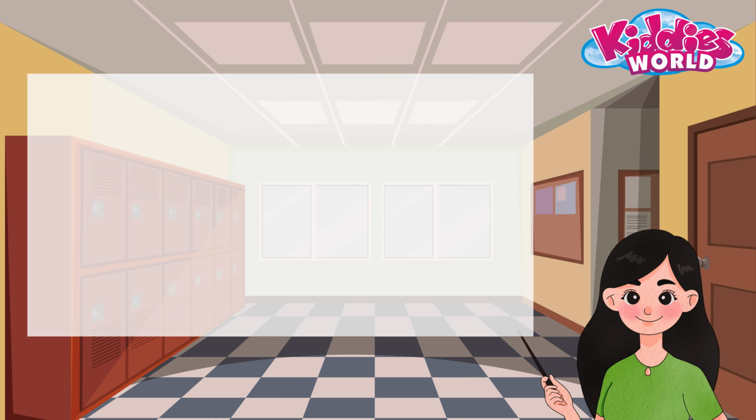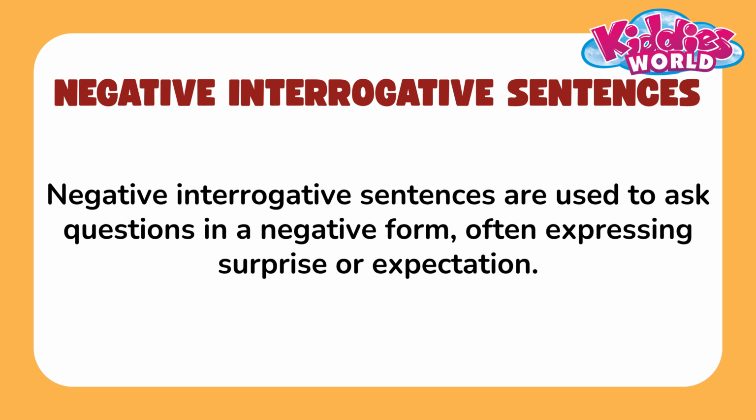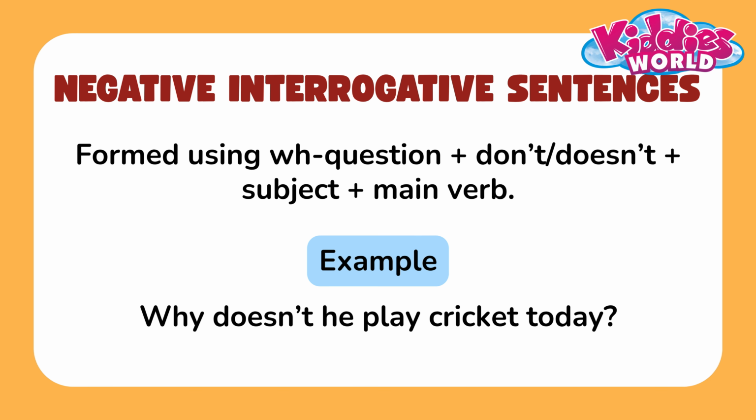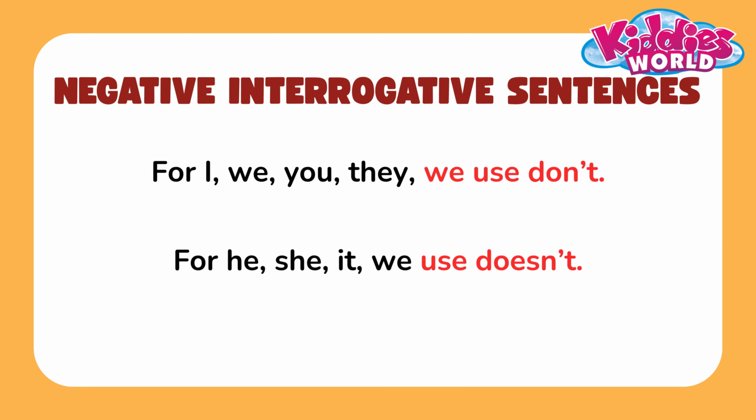Check the example. Negative interrogative sentences are used to ask questions in a negative form, often expressing surprise or expectation. Check the form and example below. For I, we, you, they, we use don't. For he, she, it, we use doesn't.